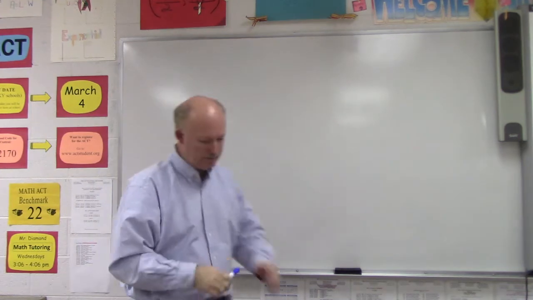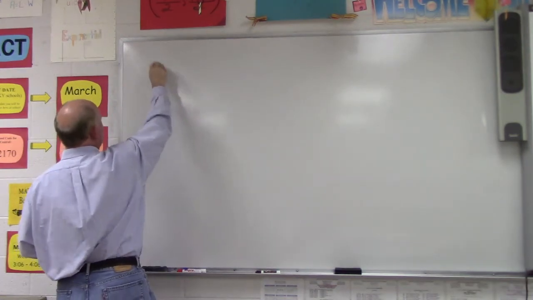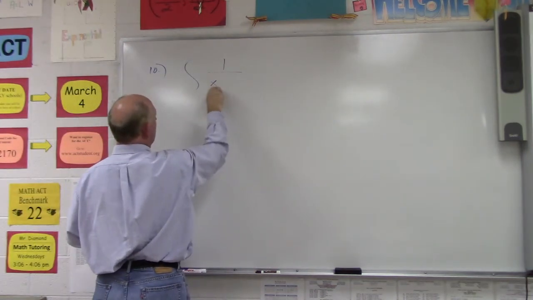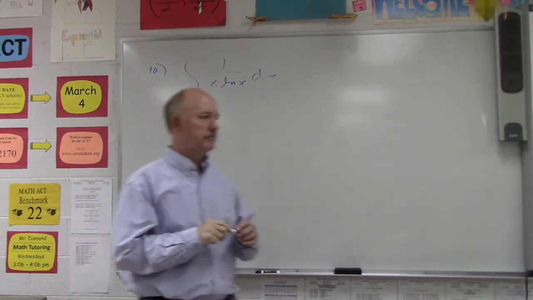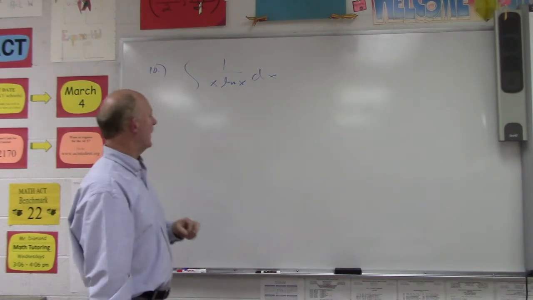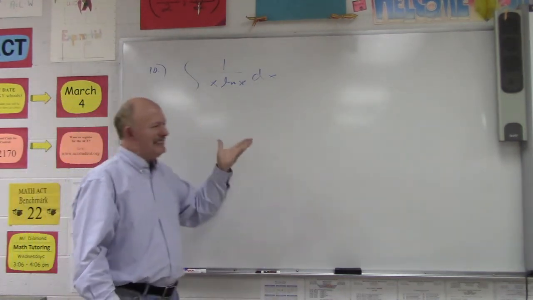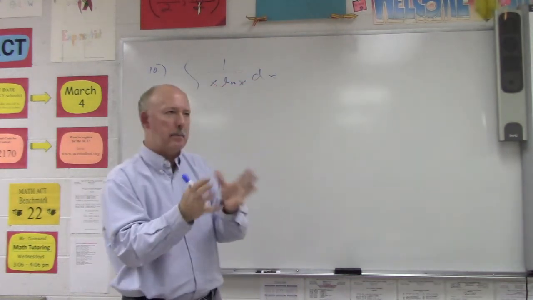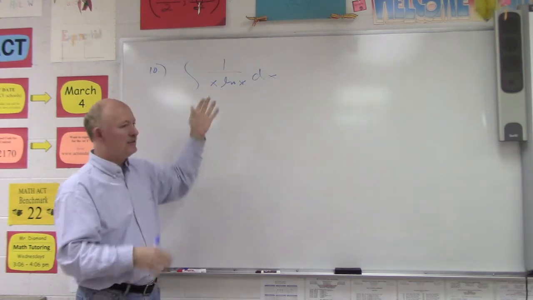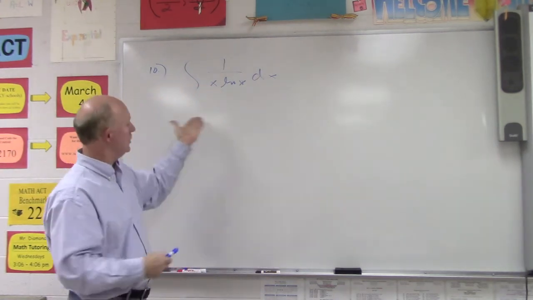Let's see, let's try this problem right here. Let's try number 10. Let's do the integral of 1 over x natural log x dx. Okay, what about this one? So 1 over x times natural log x. All right. Well, now let's see. Do we see a part of the integrand here that is the derivative of another part?